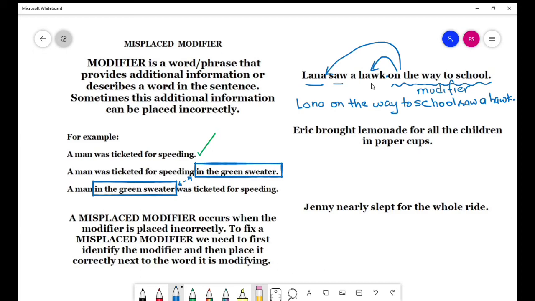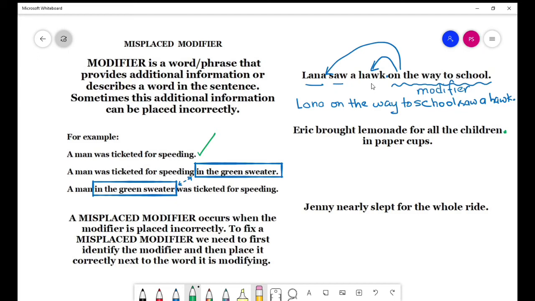Now let's consider the next example. Eric brought lemonade for all the children in paper cups. As soon as you finish reading it, something should jump right at you: the children cannot be in paper cups. This sentence is illogical the way it is. Now again, Eric brought lemonade for all the children. If we were to put a period here, that sentence would be complete. It has a subject, Eric, it has a verb, brought, and it completes a thought. What did Eric bring? Lemonade for all the children.